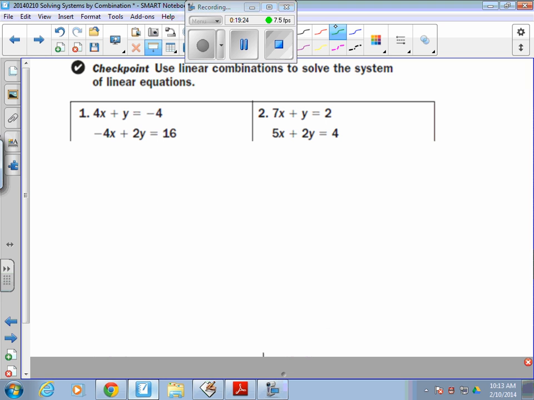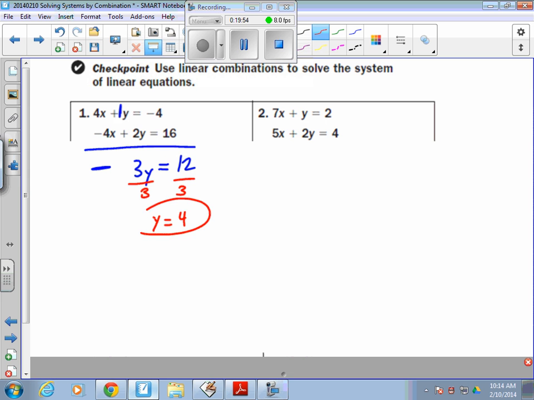Example, here's the checkpoint. It says, use the linear combinations to solve the system. This one's nice and neat for us. X is on top of x's. We have opposites, 4 and negative 4. So when we put those two together, they eliminate, they cancel. If you have to draw the 1 in there, then do it. 1y and 2y together, and you get 3y. And then put negative 4 and positive 16 together and get 12. Get rid of 3 times y by dividing it. Do it here. Y equals 4. Notice how much faster this method is when it's set up nicely for you.